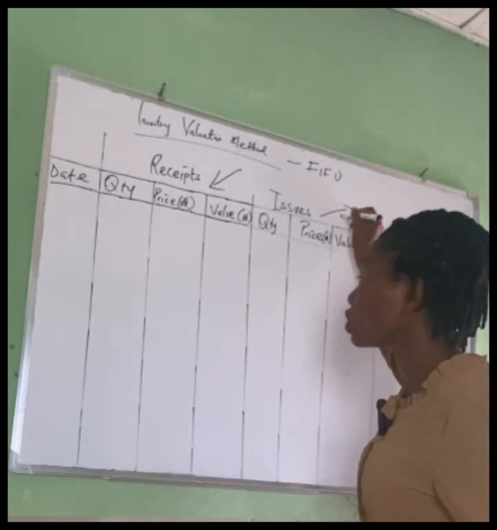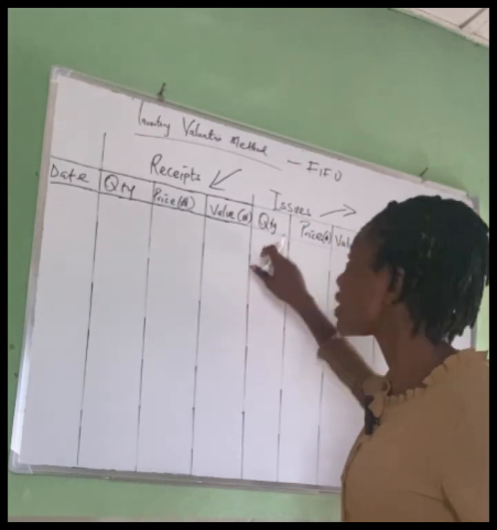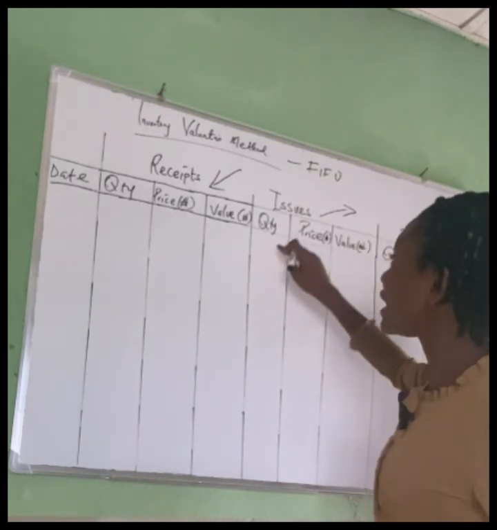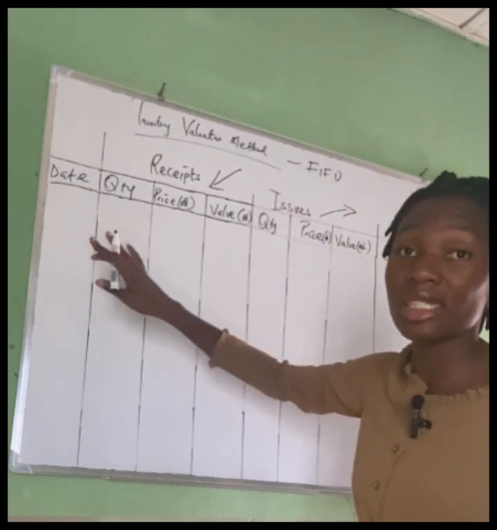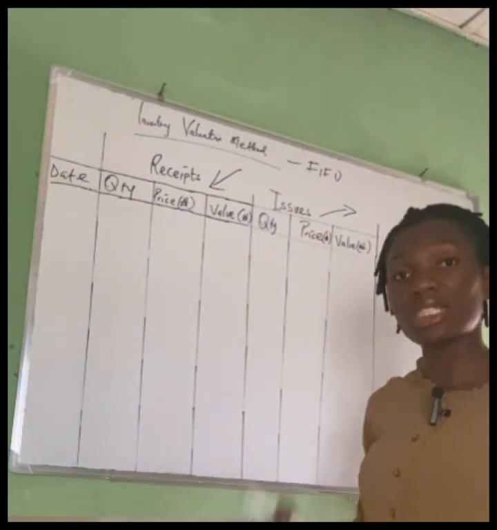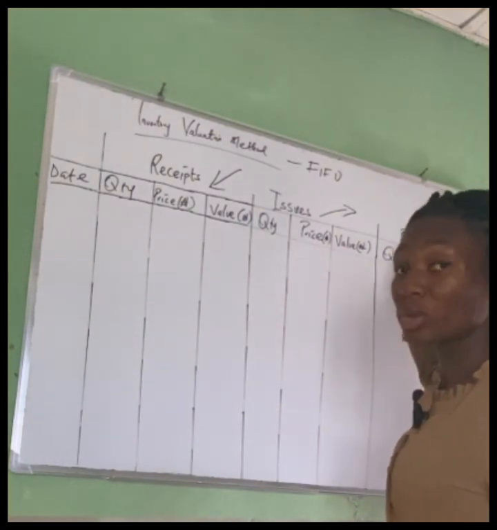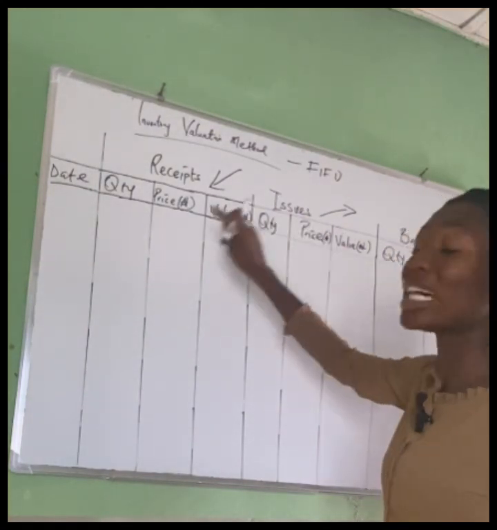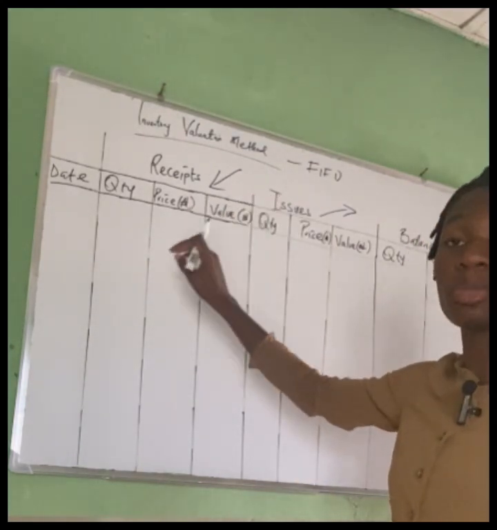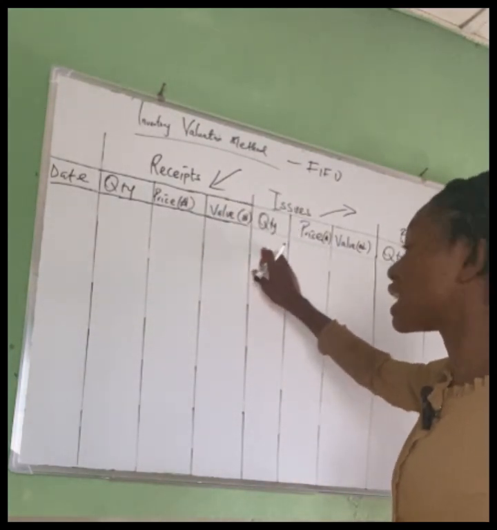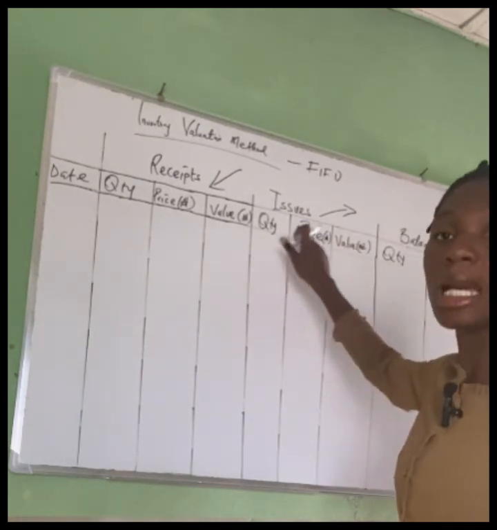The same thing when we come to our issue. The issue talks about goods going out. We still have the quantity. Now under the FIFO, like I said, for issue, we must first consume a particular receipt before we go to the next receipt. Now we are using the same price at which they were bought, the same unit price, depending on the quantity that was issued, and then we calculate the value. The value is always the price times the quantity.